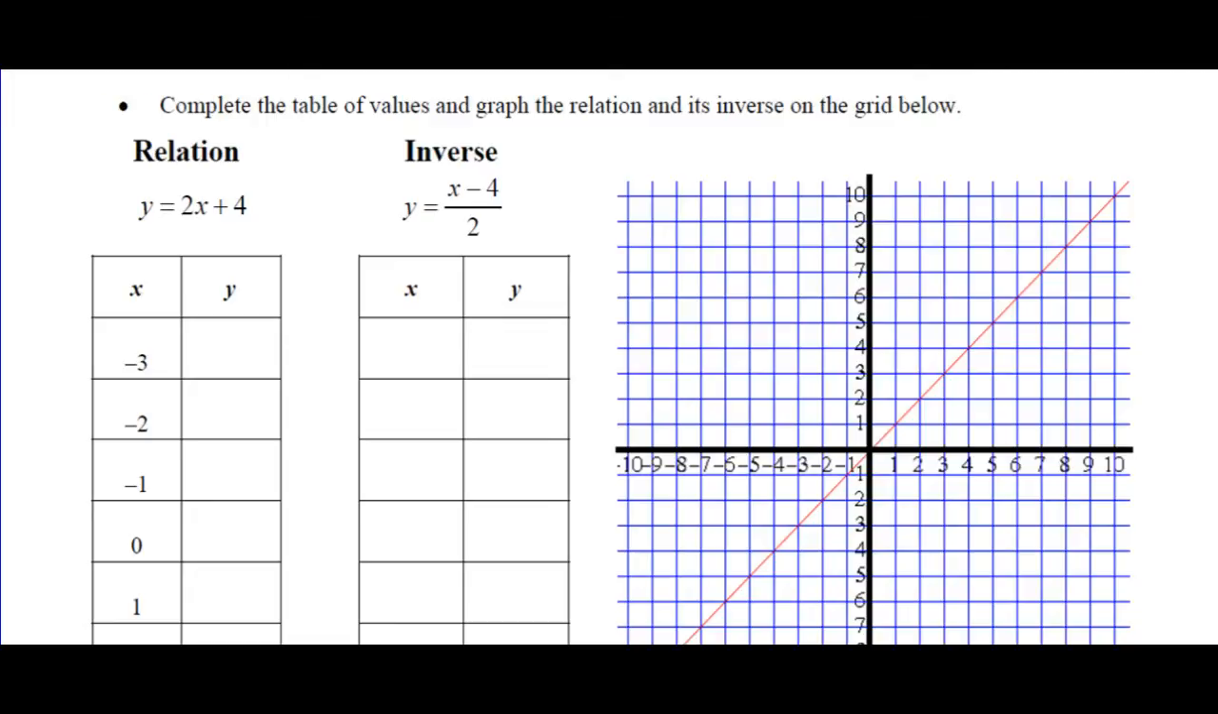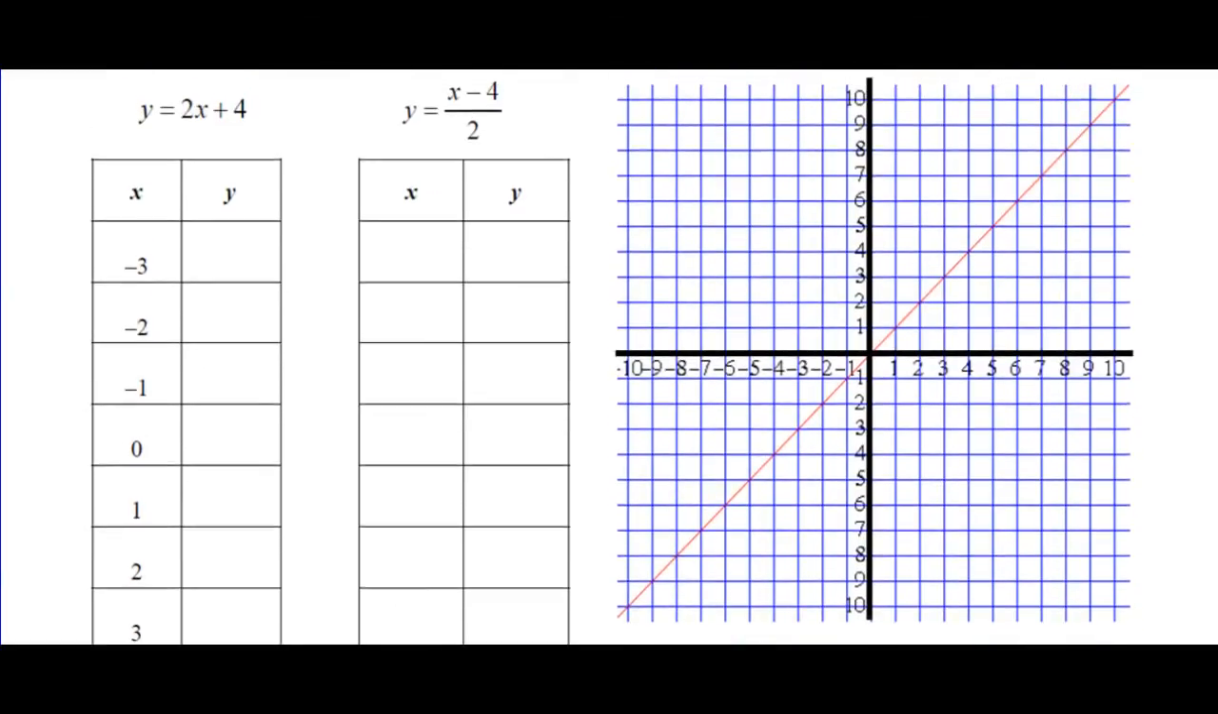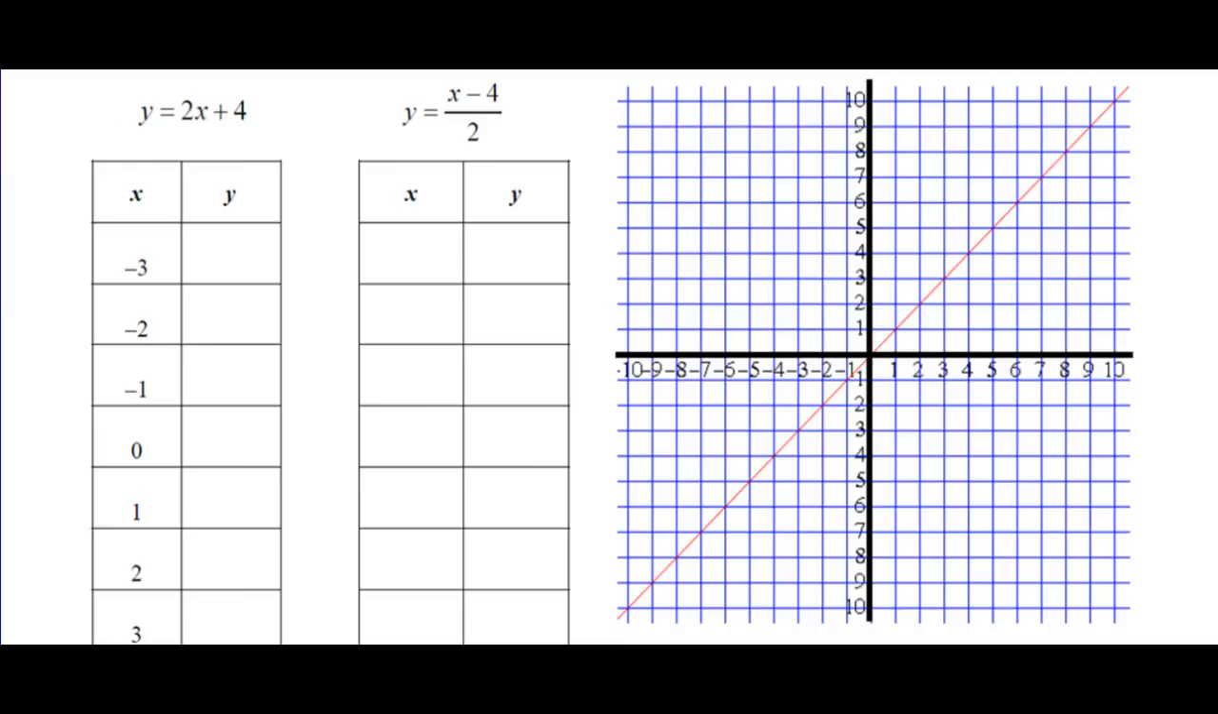Complete the table of values and graph the relation and its inverse on the grid below. 2x plus 4: 2 times negative 3 is negative 6, plus 4 is negative 2. 2 times negative 2 is negative 4, plus 4 is 0. Negative 1 gives 2, 0 gives 4, 1 gives 6, 2 gives 8, and 3 gives 10.